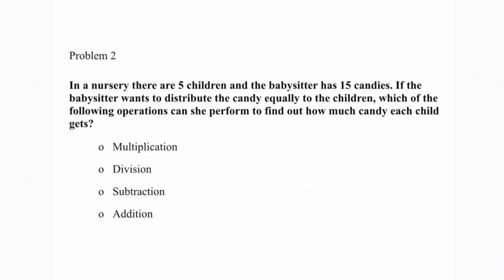Moving on to problem number 2. In a nursery, there are 5 children and the babysitter has 15 candies. If the babysitter wants to distribute the candy equally to the children, which of the following operations can she perform to find out how much candy each child gets?